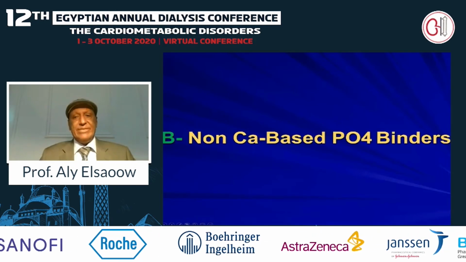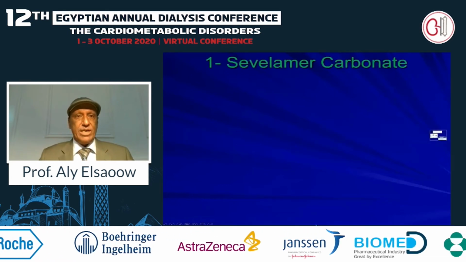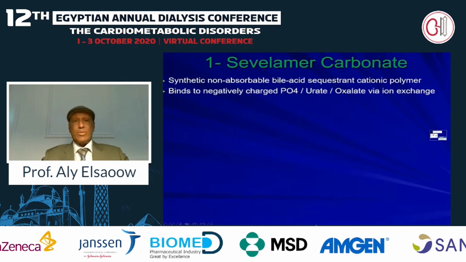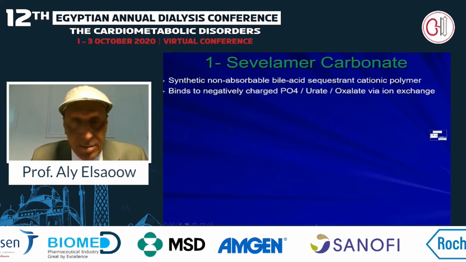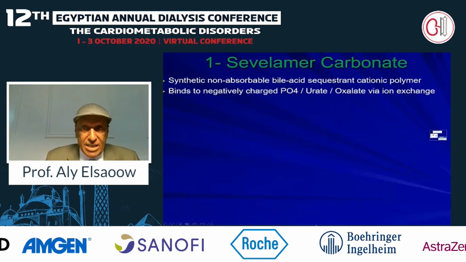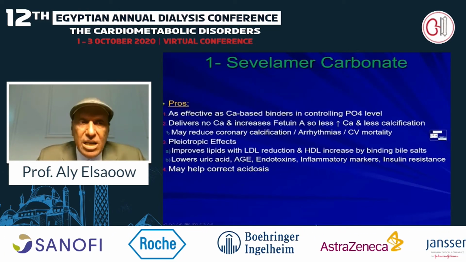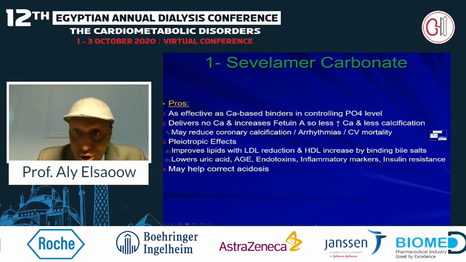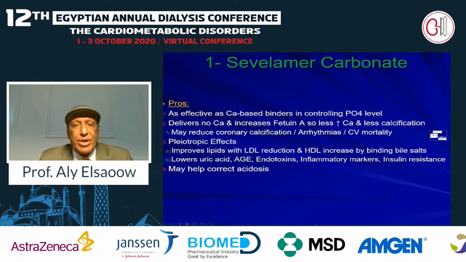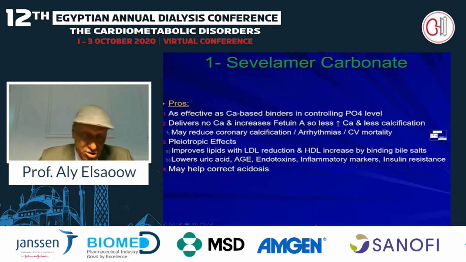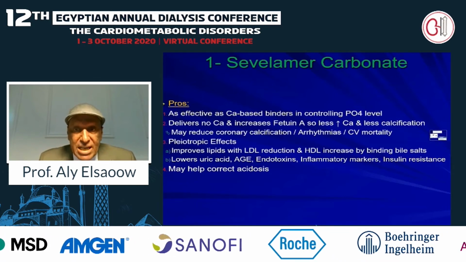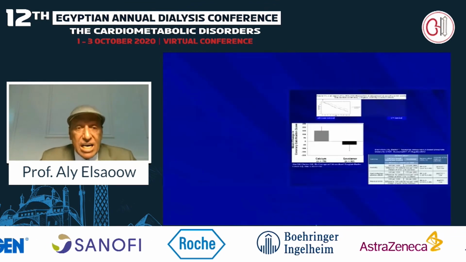What about the non-calcium-based phosphorus binders? Well, sevelamer is the most famous one, and it's a synthetic, non-absorbable bile acid sequestrant, a cationic polymer that binds to negatively charged phosphorus, urate, and oxalate via ion exchange. The pros: it's as effective as calcium-based binders in controlling phosphorus level. It delivers no calcium and increases FGF-1A, so less hypercalcemia and less calcification. So it may reduce coronary calcification, arrhythmia, and cardiovascular mortality, as shown in these graphs.